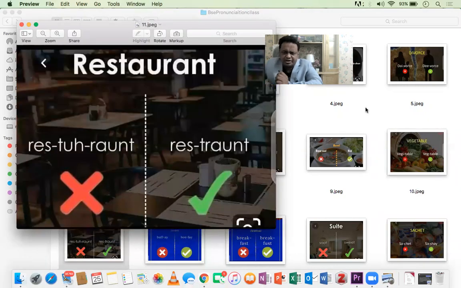And this one is restaurant. If you see, there are two syllables: restaurant. So which is your favorite restaurant? Now let's move to the next one.